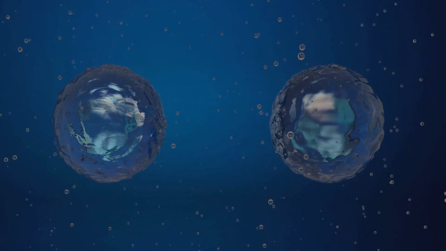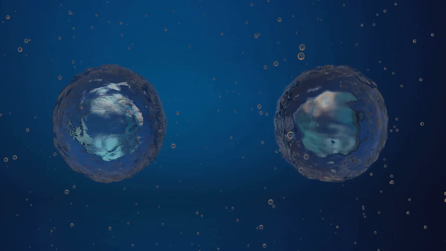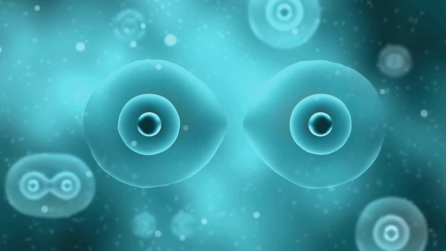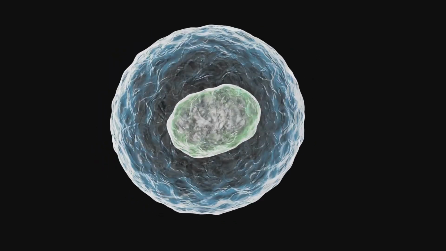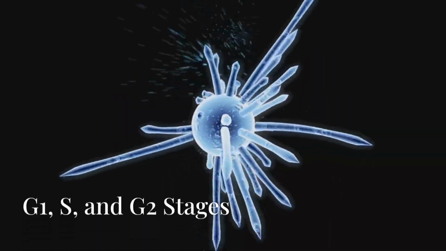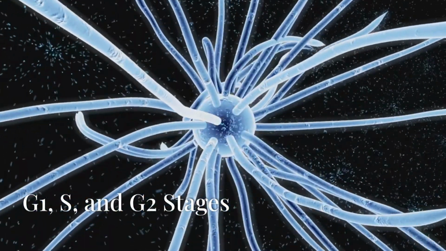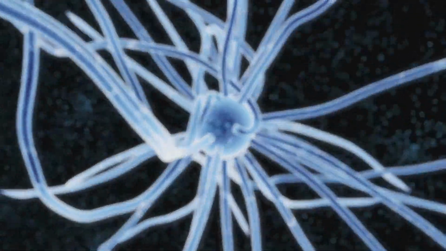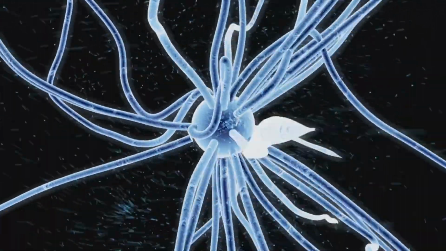The cell cycle is divided into two main phases, interphase and the mitotic phase, or M phase. Interphase is where the cell spends the majority of its life. During this time it grows, performs its specific functions, and prepares for division. Interphase itself is divided into three stages, G1, S, and G2.